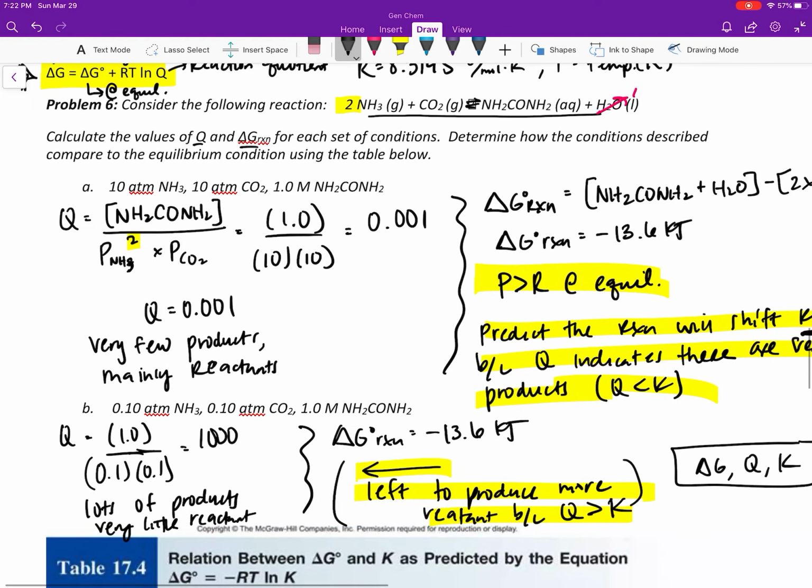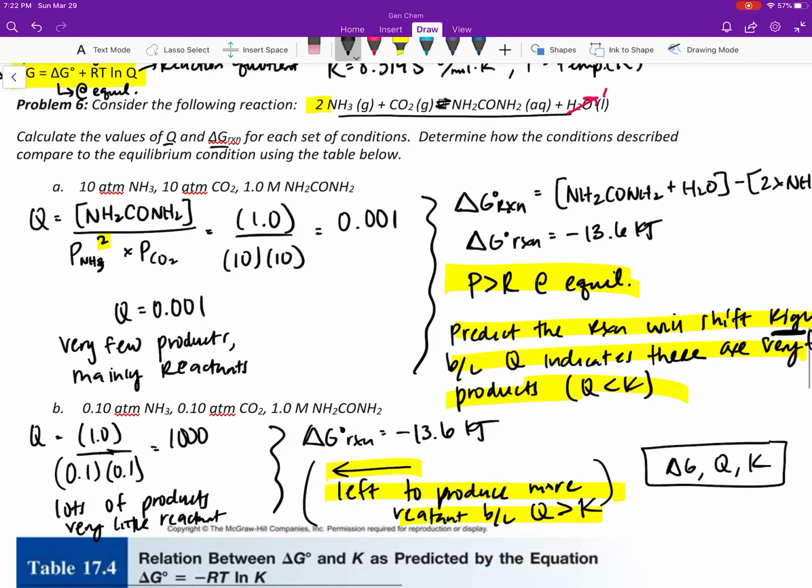So then we calculated Q for both reactions, and we saw that in the first scenario, Q was much less than 1, suggesting that we were pretty far from equilibrium, and the reaction was going to be shifting to the right to produce products to bring us closer to equilibrium. The delta G of the reaction, which are values from the table, confirmed it because the delta G is negative, meaning it's going to be spontaneous in the forward direction.